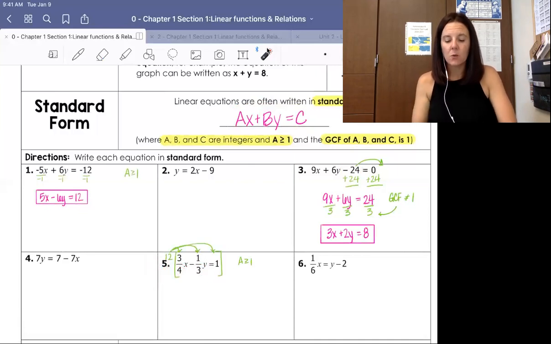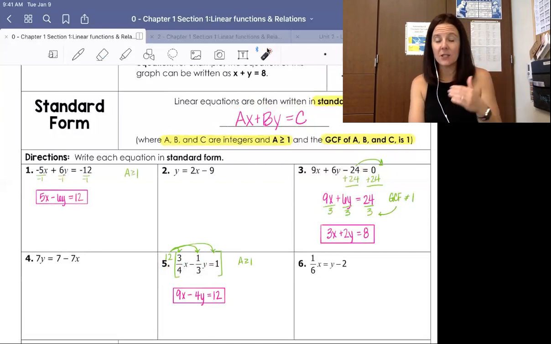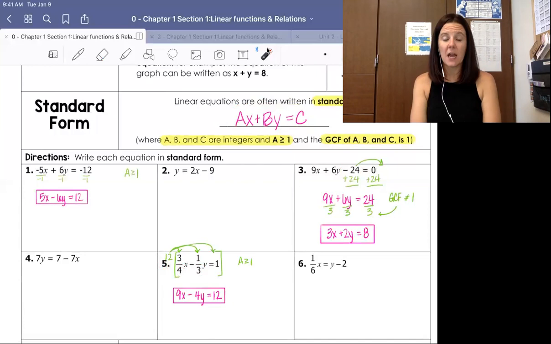When we do that, we're able to eliminate those fractions. So we distribute it all the way through. 12 times 3/4 is 9. 12 times 1/3 is 4, and 12 times 1 is 12. So we get 9x minus 4y equals 12. So now they're all integers. A is greater than or equal to 1. The greatest common factor of 9, 4, and 12 is 1. There's nothing else that goes into all 3 of those. Okay? All right, so I'm going to have you pause the video here and give it a try. Do numbers 2, 4, and 6. And when you're finished, come back and we will take a look at those solutions.